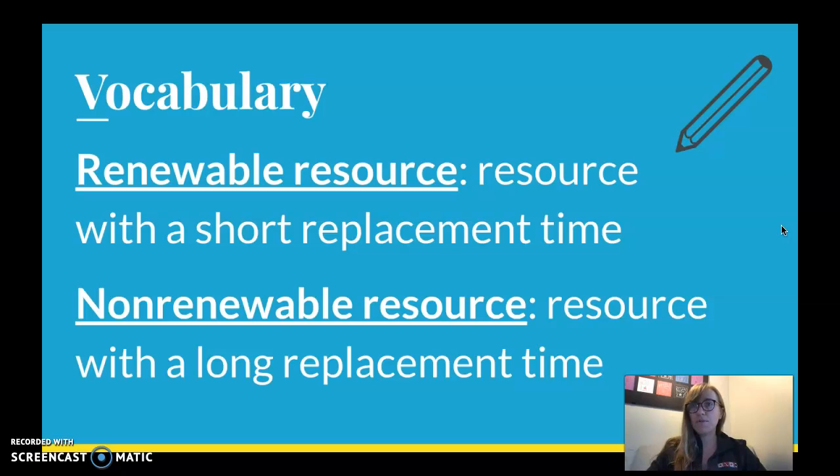So for example, fossil fuels like gas, which we use for our cars, that's a non-renewable resource because it took millions and millions of years to make that gas. So that's definitely a non-renewable resource. That doesn't mean that it could never be renewed, but we won't know if it will be renewed because it'll be millions of years before there will be more.